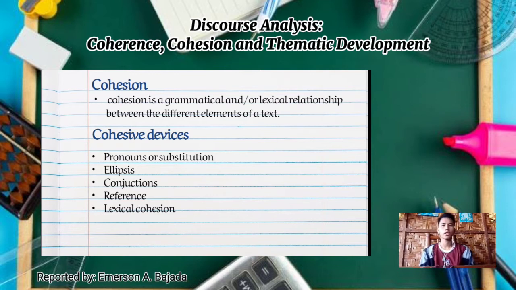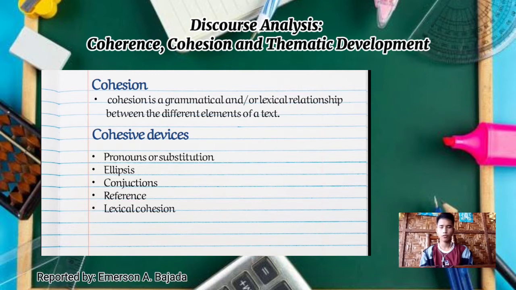And the fourth one is reference. Reference is used to describe the different ways in which entities such as things, people, and events are referred to within text. Linguistic features, for example pronouns, are used to refer to already mentioned items. There are actually a lot of references, but I will just give you three: the personal reference, the demonstrative reference, and the comparative reference.